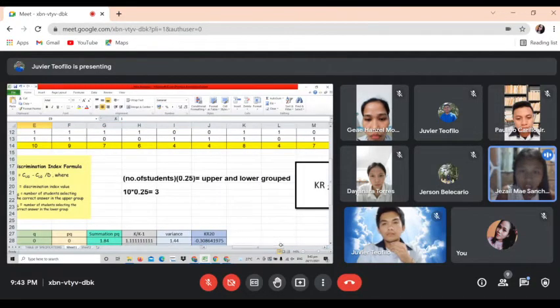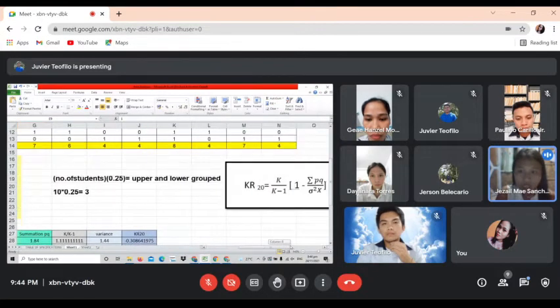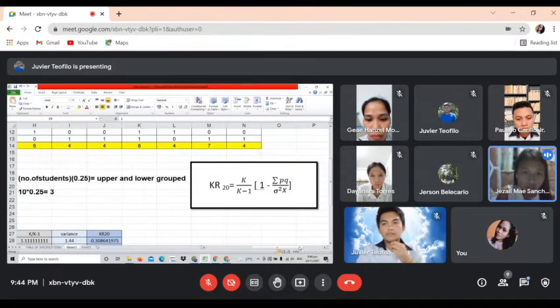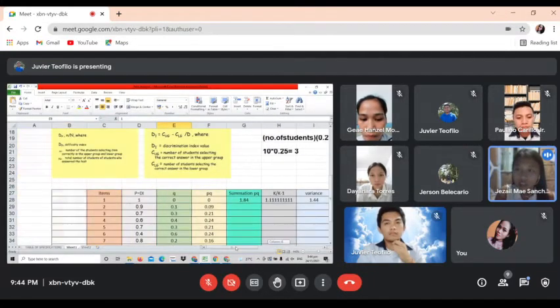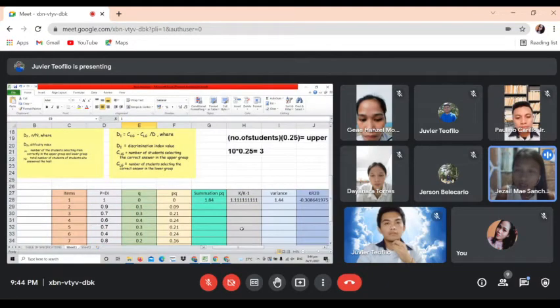For the reliability test, we will be using the Kuder-Richardson formula 20. The formula will be KR20 equal to K over K minus 1 multiplied by 1 minus the summation of P times Q over the variance squared of X. And the next part, which is the item analysis, will be discussed by Sir Gerson Belicario, Sir Paulino Carillo, and Ma'am Deanara Torres.